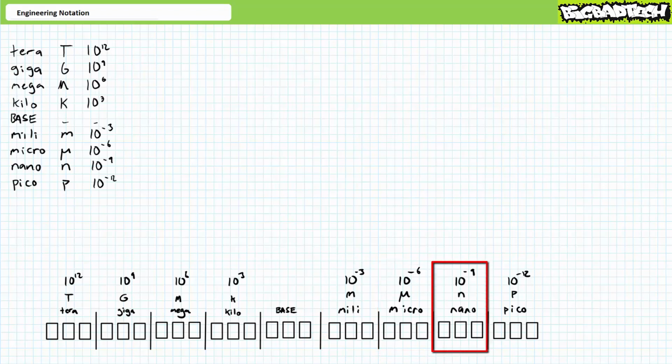The next smaller prefix to the right is nano. The next smaller prefix to the right is pico. Every prefix gets 3 spaces. As previously, if you think in this fashion, one can lay out any number of interest in a horizontal row and just see which vertical prefix column is the most appropriate.